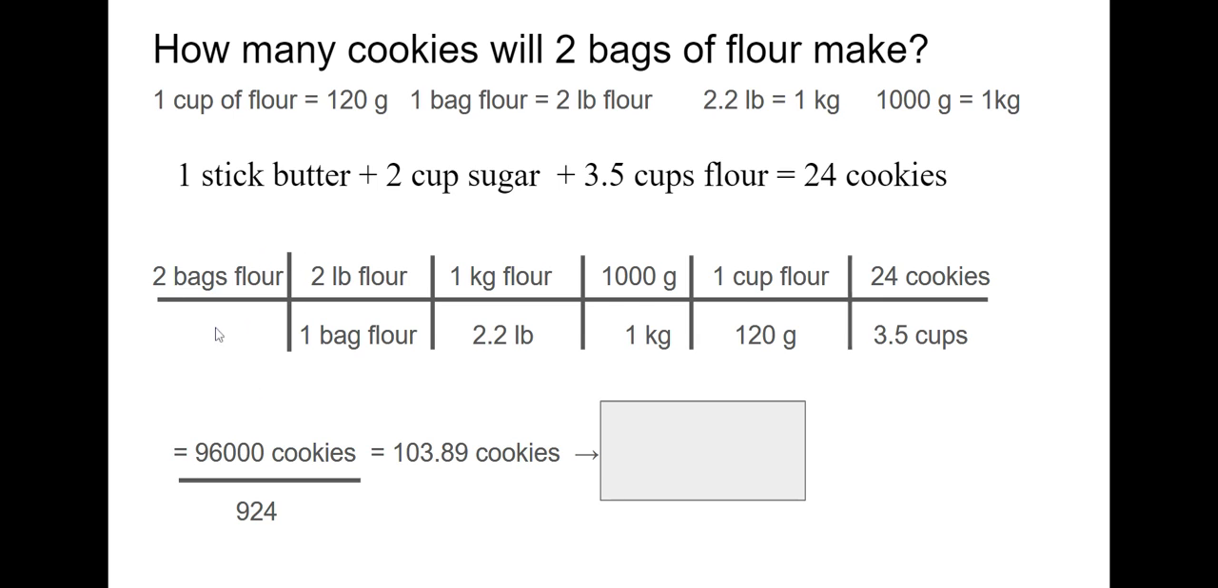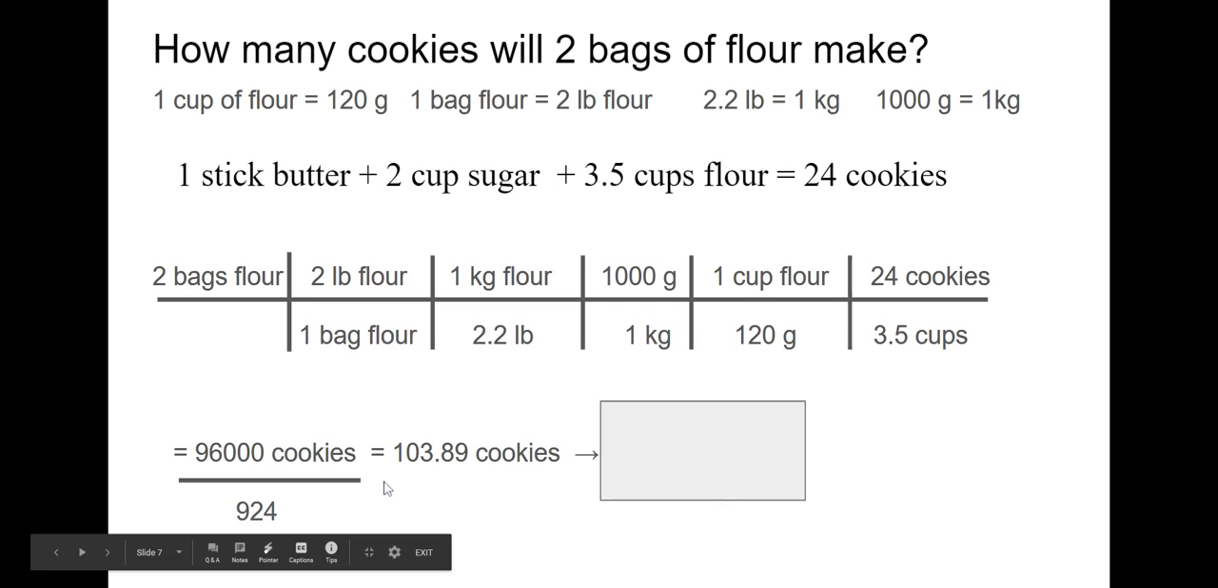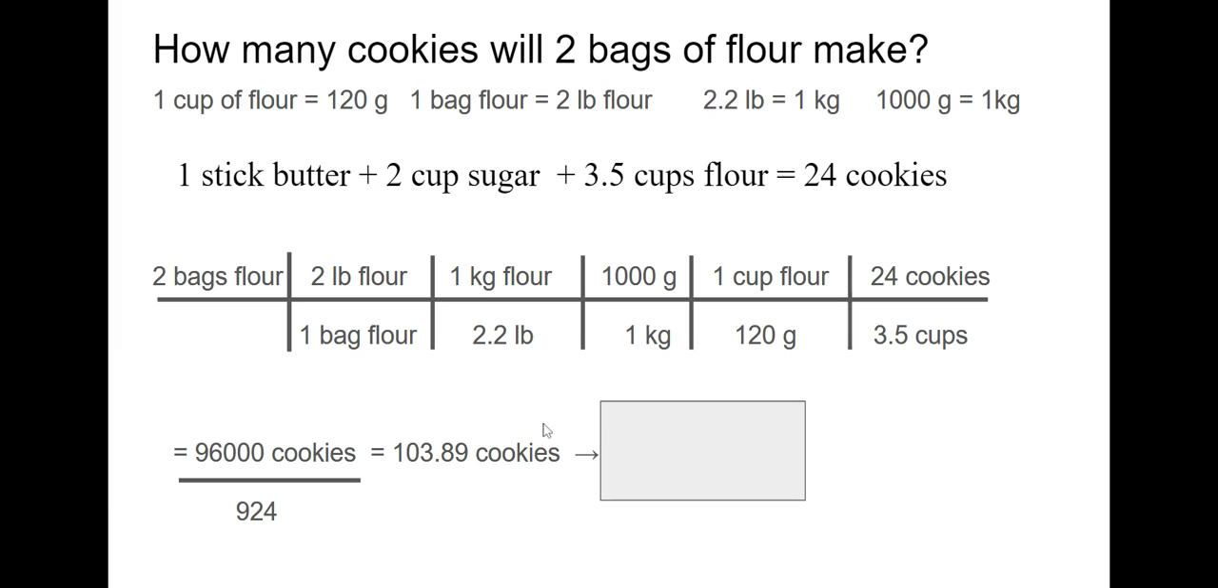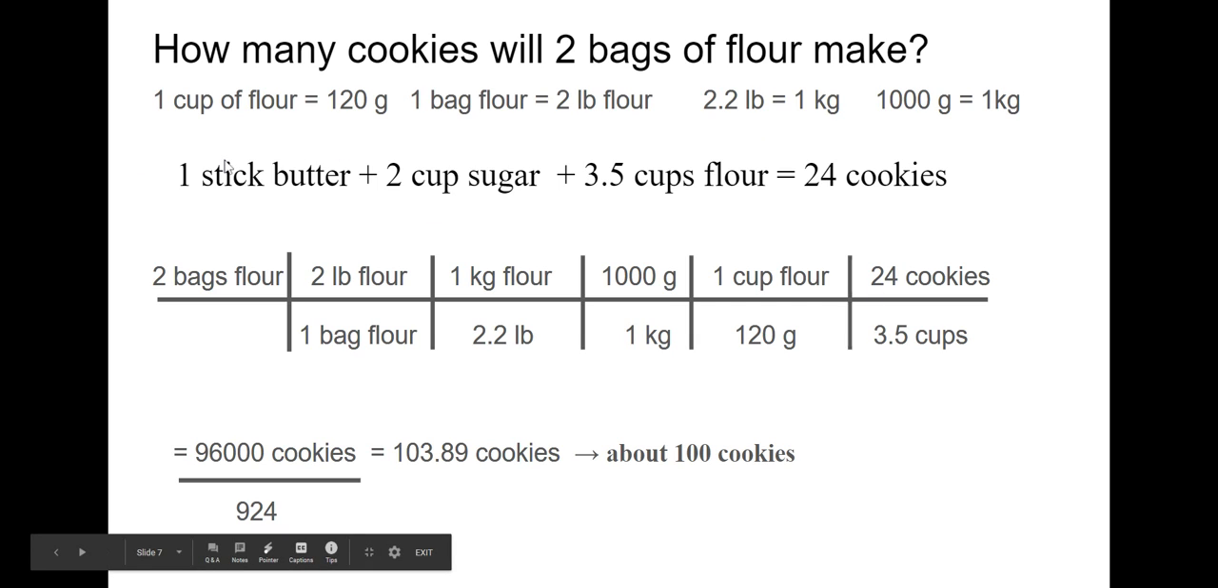Now, 2 bags of flour is 1 sig fig, so this needs to have 1 sig fig, so the answer would be 100. So about 100 cookies. And those are 3 examples of how you use dimensional analysis and an equation to predict amounts. If I've got 2 bags of flour, how many cookies can you make based upon this recipe?